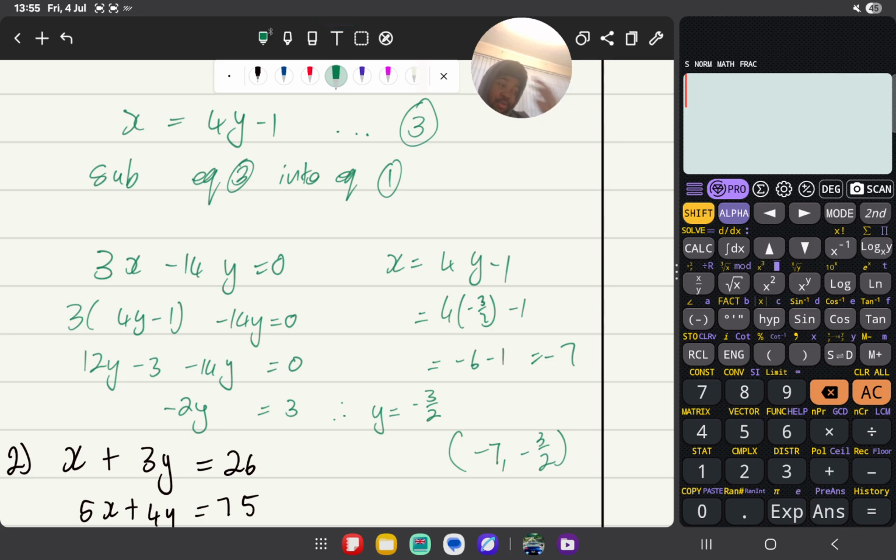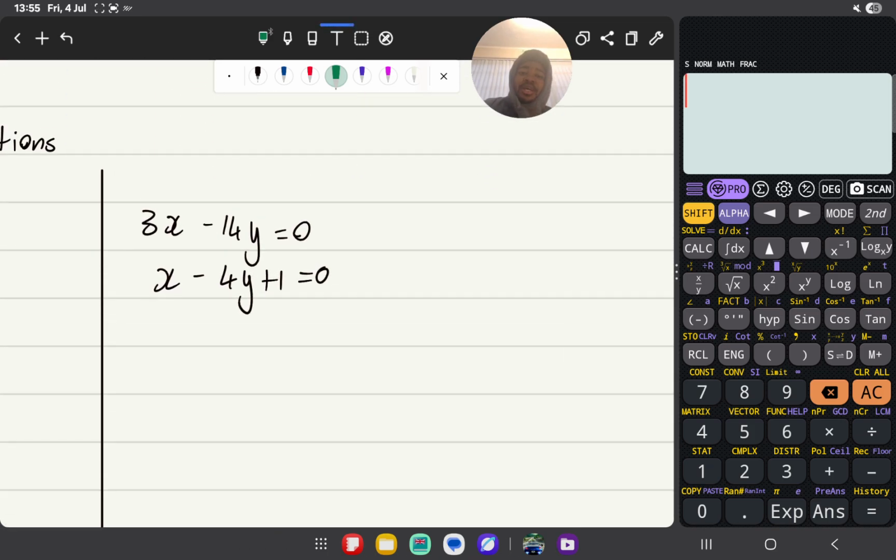Right, so now we're going to use a different method. We're going to use the elimination method to get to the solution. With the elimination method, we still have the same ideas. Everything is still the same. But now, what are you trying to do? You're trying to solve for x, or you're trying to solve for y.